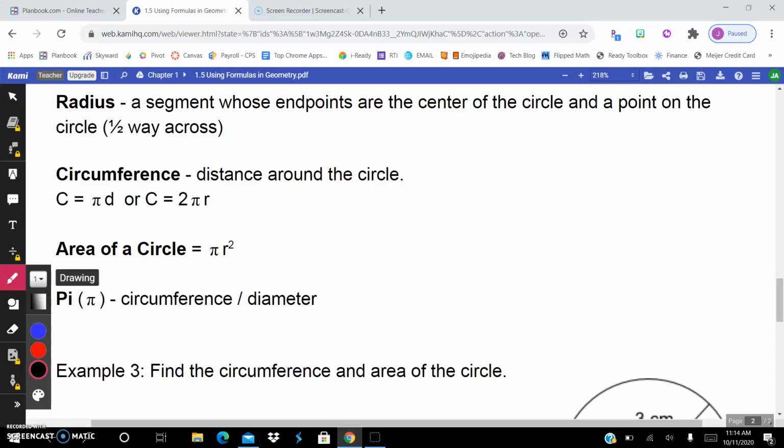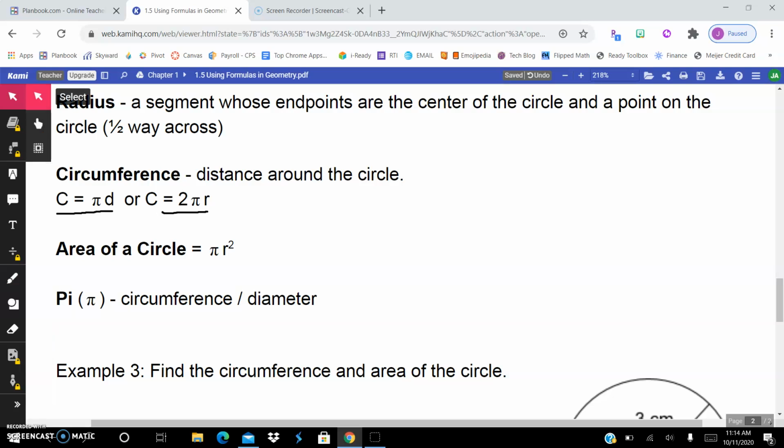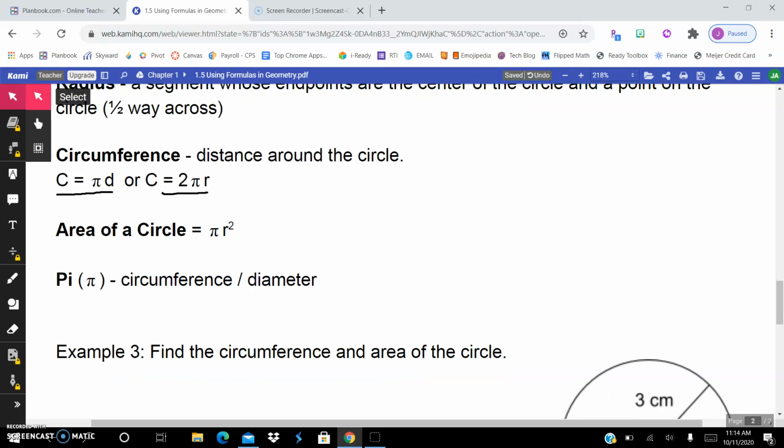So if you're given the diameter, you would just simply take pi and multiply it by the diameter. Or if you're given the radius, you would multiply by 2, because 2 of the radiuses are the diameter. So 2 times pi times the radius. And depending on what you're given in the problem, depends on what formula you're going to use. Area of a circle is pi times the radius squared.